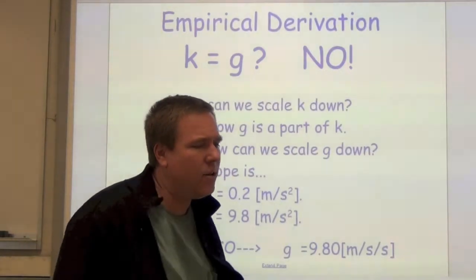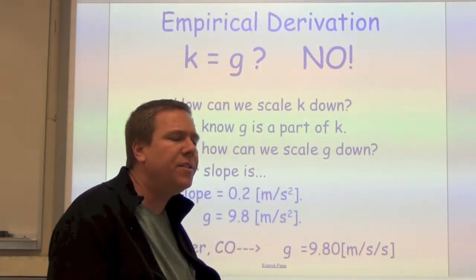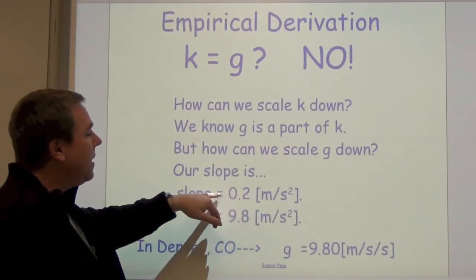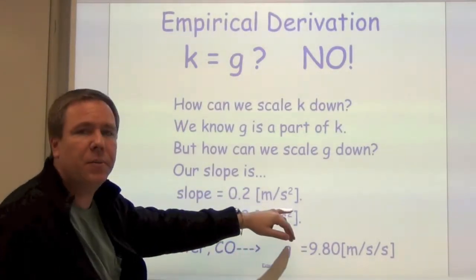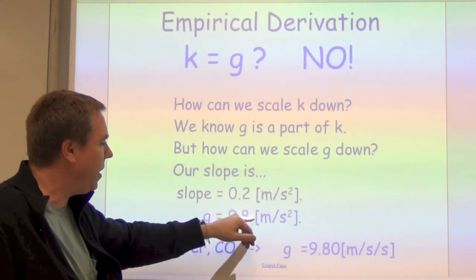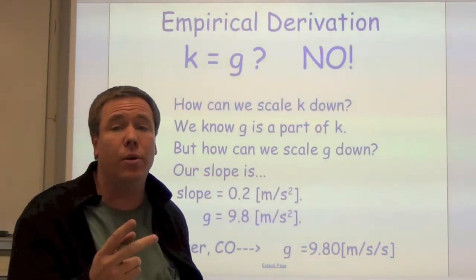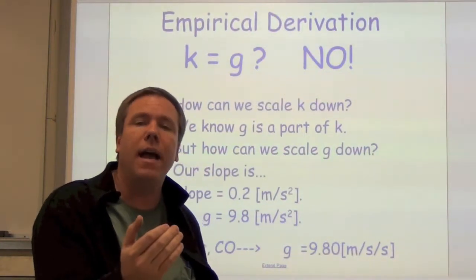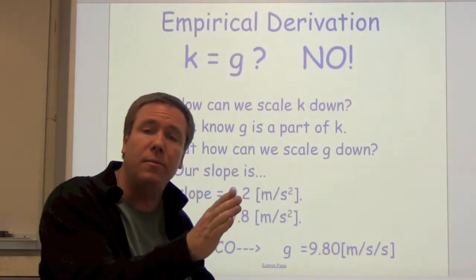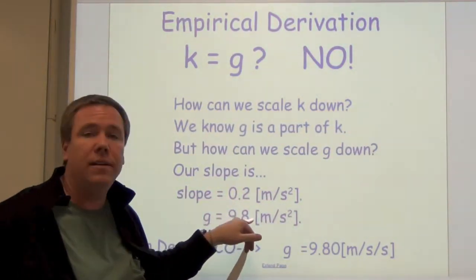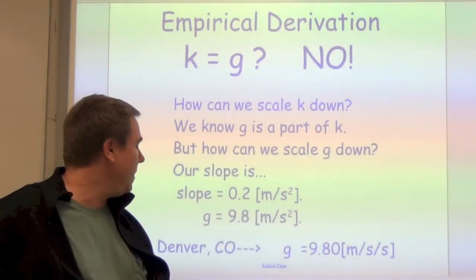But how can we scale k down? What can we do to k to bring it down significantly? My slope is about 0.2 meters per second squared, and this is 9.8. So it looks like one order of magnitude, almost two orders of magnitude. An order of magnitude is when we simply move the decimal place one way or the other. And it looks like we need to move the decimal place once and almost twice.